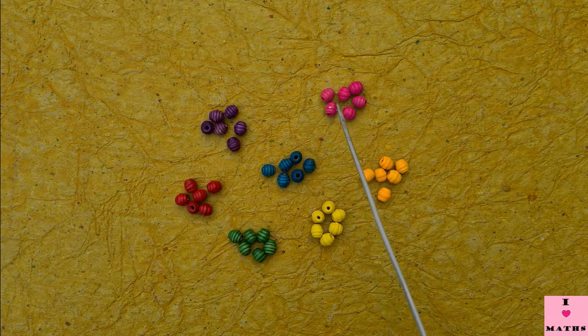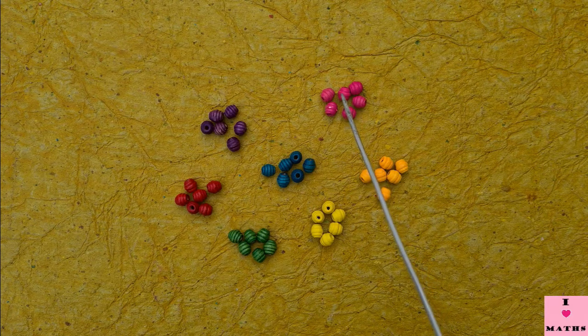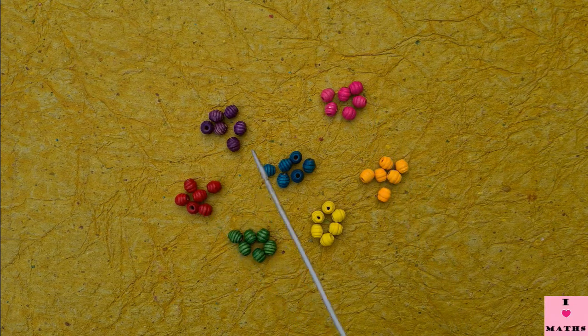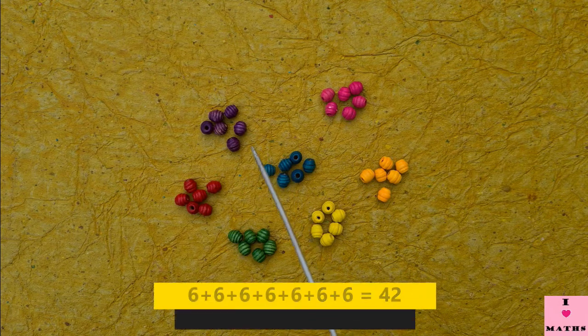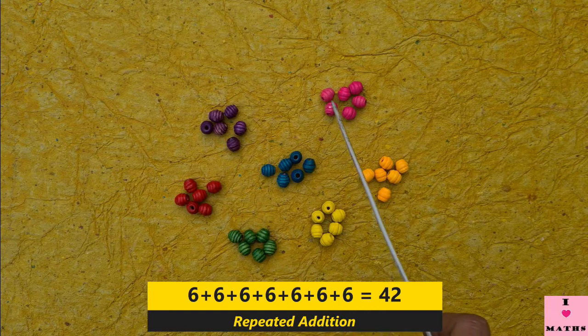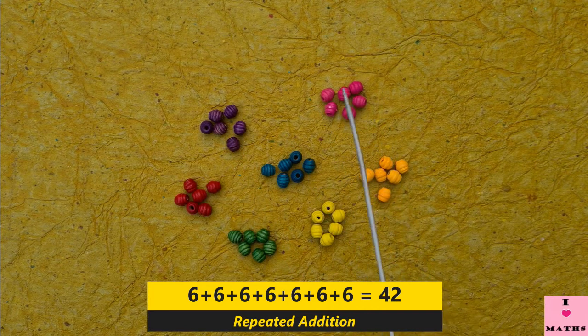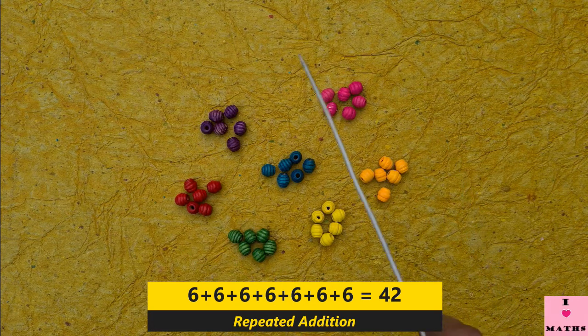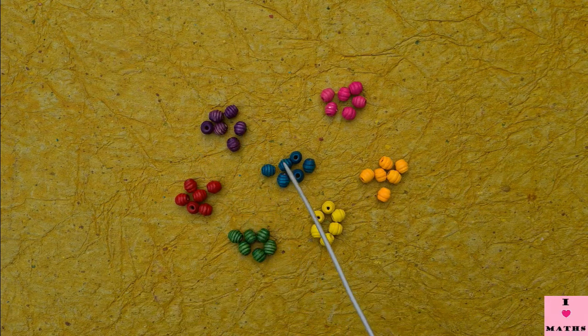So 7 times 6 means 7 6s are 42. So let us see whether there are actually 42 beads or not. Okay. Now 6 plus 6 is 12, plus 6 is 18, plus 6 is 24, plus 6 is 30, plus 6 is 36, plus 6 is 42. So I did repeated addition by adding these 6 and 6 and 6 again and again.